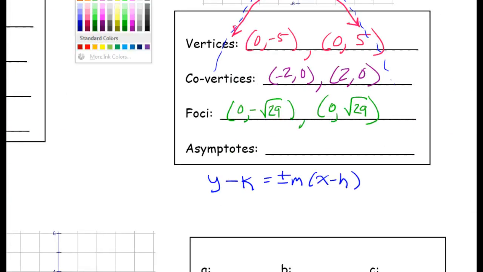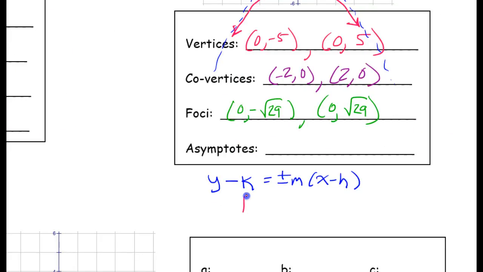Okay, for that reason, the h and k are both 0. This is 0 and this is 0. So those are basically gone.